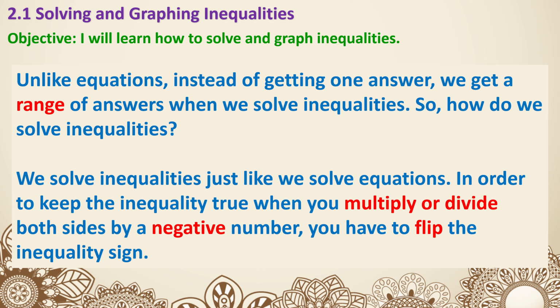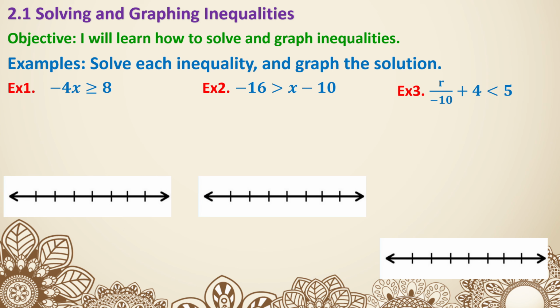Now, how do we solve inequalities? We solve inequalities just like we solve equations. In order to keep the inequality true, when you multiply or divide both sides by a negative number, we need to flip the sign. So that's the most important thing about inequality. And that's also the second difference compared to equations. First, again, is we got more than just one or two answers. It's going to be a range. And 2 is when we multiply or divide both sides by a negative number, we have to flip the inequality sign. Now let's have a look at some examples.